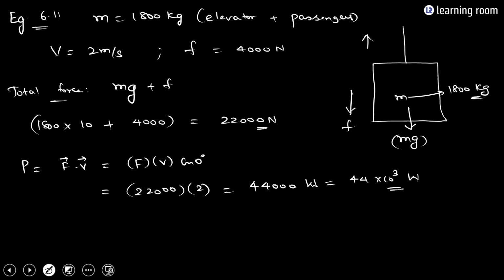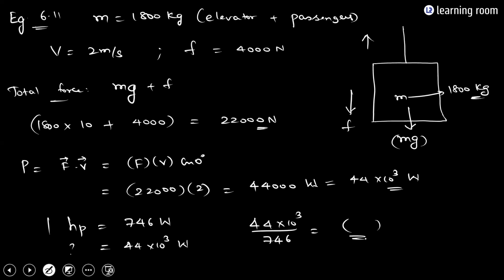If you want to write the same thing in terms of horsepower, we know that 1 horsepower is equal to 746 watt. Then here it is 44 into 10 power 3 watt, which in terms of horsepower is 44 into 10 power 3 divided by 746. Calculate the value, that will be the answer. So the answer comes out to be 59 horsepower.